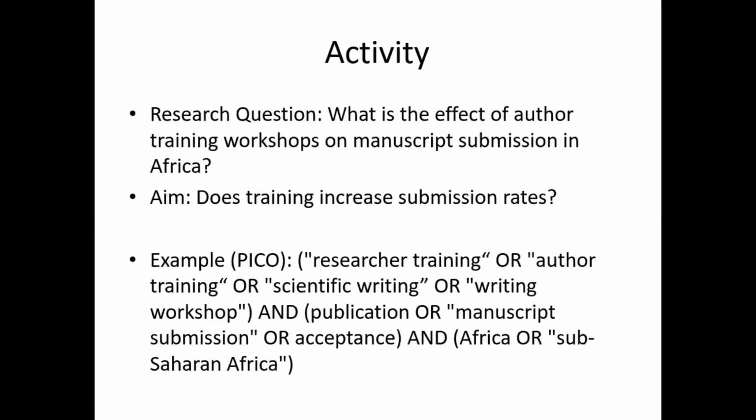So let's get on to doing it, right? This is an example of a research question for a review. What is the effect of author training workshops on manuscript submission in Africa? So this review wants to look at whether training increases submission rates. An example of a search strategy uses the PICO framework. What does PICO stand for? P stands for population, I for intervention, C for comparator, and O for outcome. Okay, let me pause there.